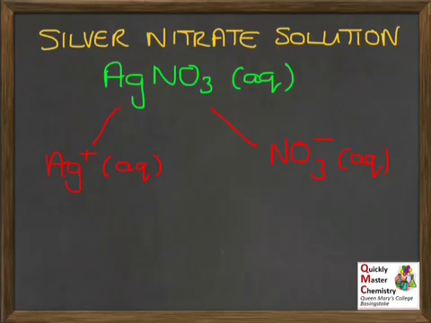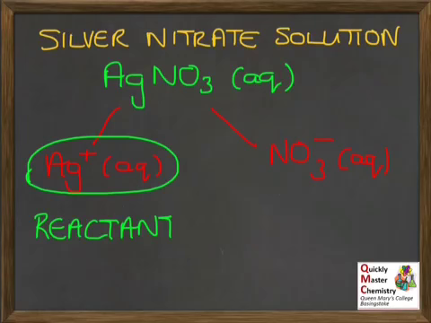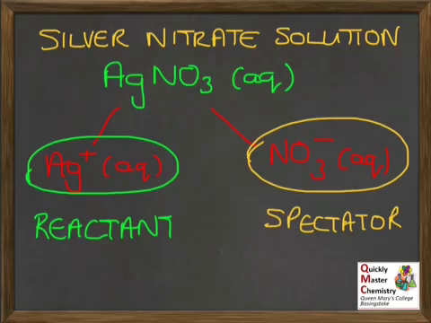So actually, we can think of a solution of silver nitrate as a solution of Ag+, silver ions, and NO3-, nitrate ions. When it actually comes to the reaction then, the silver ions take part in the reaction. They're part of the formation of the precipitate. But the nitrate ions, what do they do? Well, they do nothing. They just stay in solution. And we have a special name for that in chemistry. We call them spectator ions. The name kind of makes sense. They're just there watching the show. They're spectators.